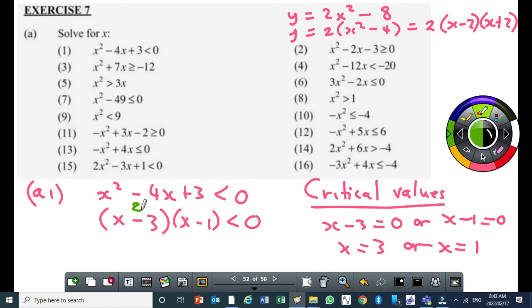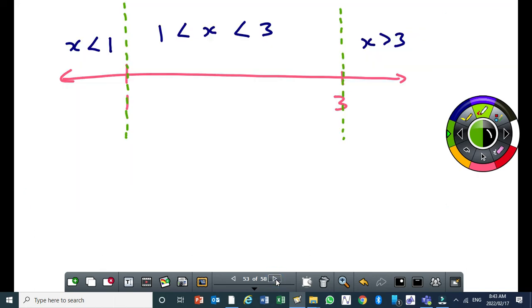If I put 5 here, you get a 4. 2 times 4 is equal to 8. Is 8 less than 0? No. So what that means is all the values that are greater than 3 will make the inequality invalid. So x greater than 3 is not a solution. You can test any other value that's greater than 3. Any value you want.